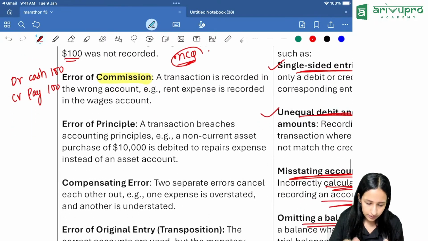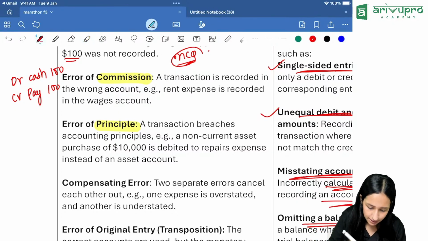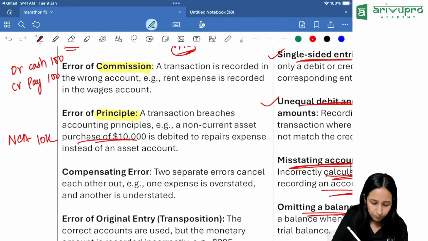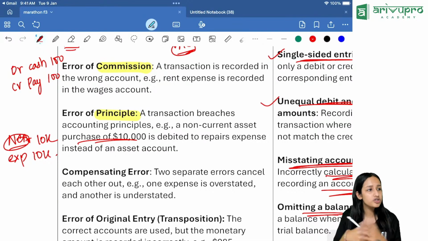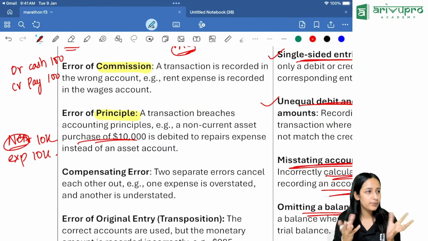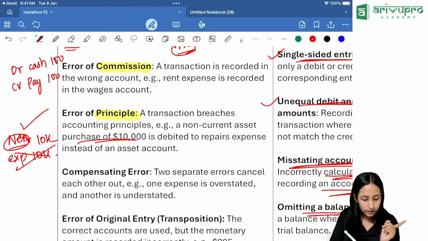Okay. Error of principle is where it breaches the accounting principle itself. For example, NCA is there of 10,000. Instead of putting it under NCA, we are taking it as an expense of 10,000. So whenever we're purchasing an asset, like I told you guys, it will not be revenue expenditure. Revenue expenditure is an expense. It will be a capital expenditure. What is capital expenditure? Something that gives us value in the business. So if you're purchasing something, it will go in the NCA account, not in the expense account. And if you do something wrong, then it is error of principle.